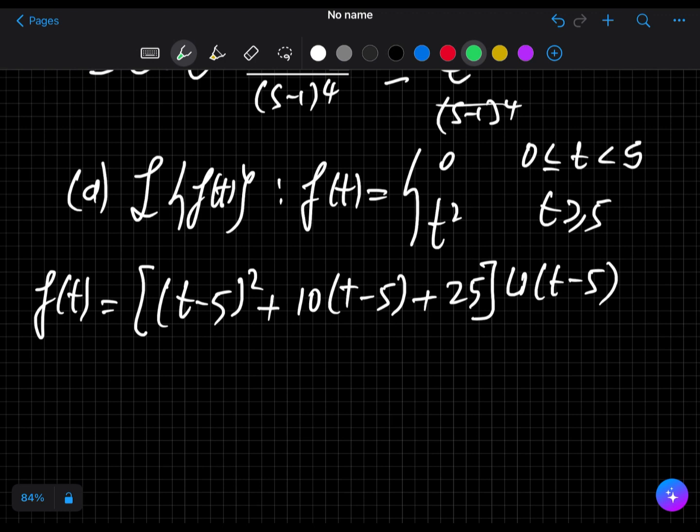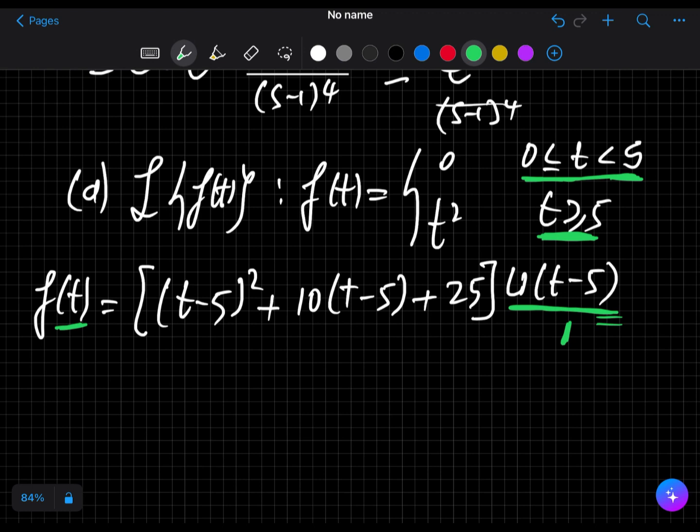the test. Now look, if 0 is less or equal to t and t less than 5, this will give me 0, right? This will give me 0. And if this is 0, everything, the function f of t is 0. Now, if t is superior to 5, this unit step function will be equal to 1, right?